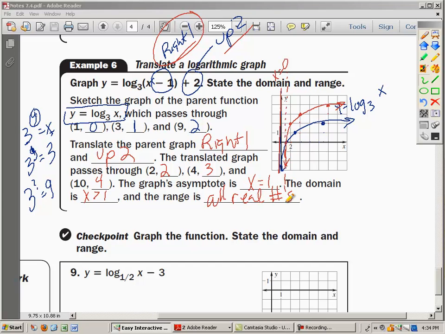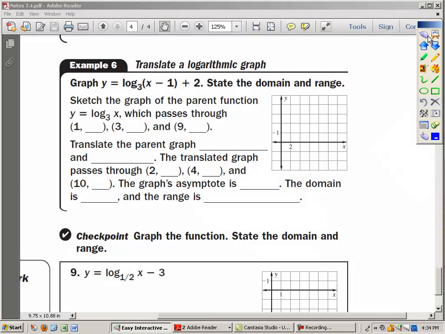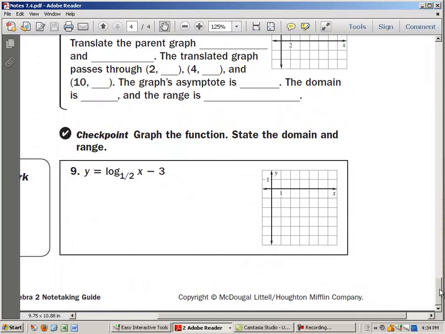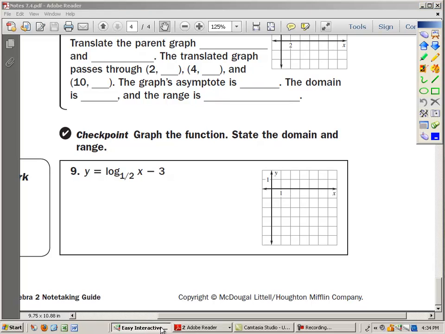All right, why don't you guys try the last checkpoint problem on your own here. We'll be right back with a solution for you. All right, here it is.